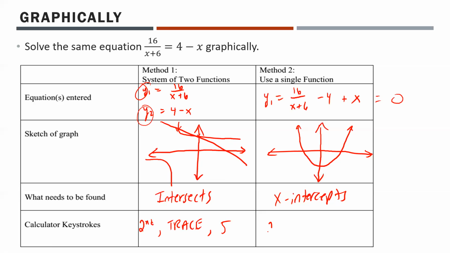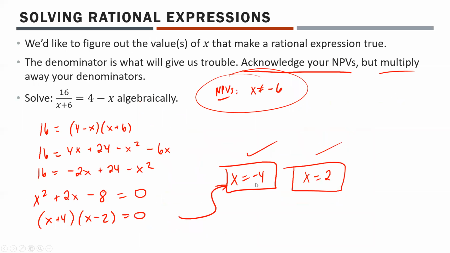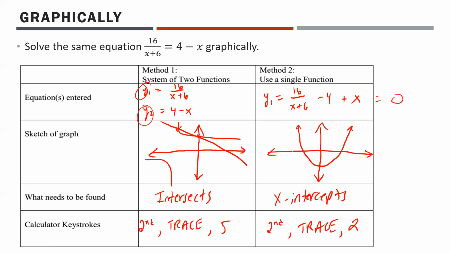And to do that, we just press second, and then trace, and then 2, okay? And then, of course, just follow the instructions. I think there's a left bound and a right bound or something like that. But anyway, graphically, it's the same thing. It should give you the exact same answers one way or another. As a matter of fact, let me just go back to check the answers. It was -4 and +2. Again, my picture here kind of sucked, and this one especially. It was actually more like this, -4, +2. Anyway, you get the idea.